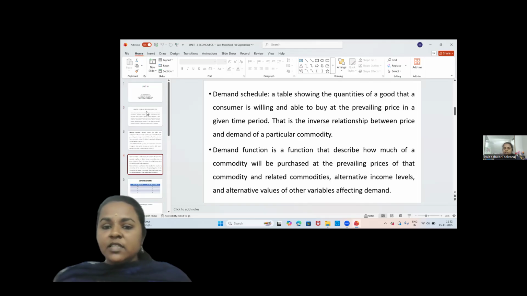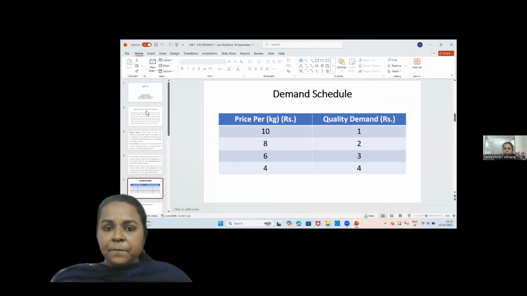And the demand function. The demand function describes how much of the commodity will be purchased at the prevailing price and, alternatively, at the income of the consumer, and what are the factors affecting the demand for the product. All these things are explained in a function or an equation called the demand function. It observes various factors that we will be discussing in the upcoming slides.